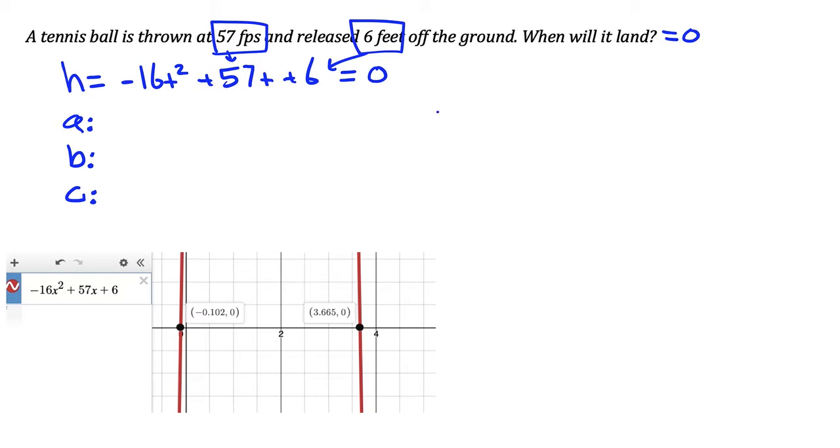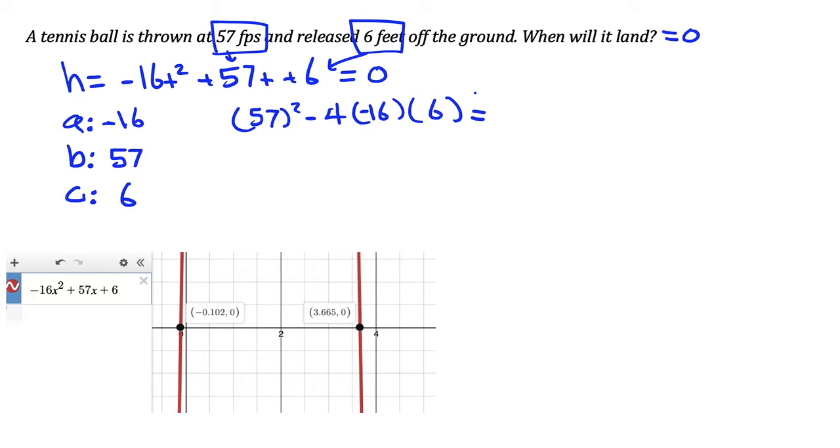All right, cool. So it's kind of already set up for us to solve using the quadratic formula. A value, negative 16. B value, 57. C value, 6. All right, cool. Let's use the discriminant. So here we go. B squared minus 4 times A times C. I just use brackets, because then I dump in all the values. So there's B squared minus 4 times A times C.